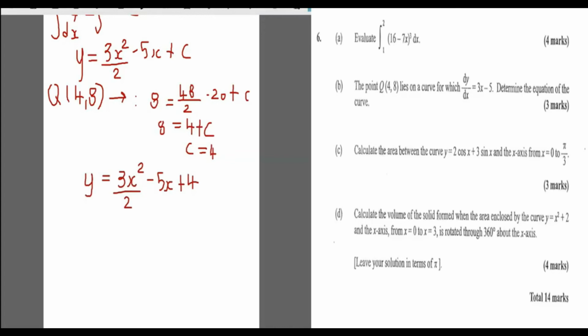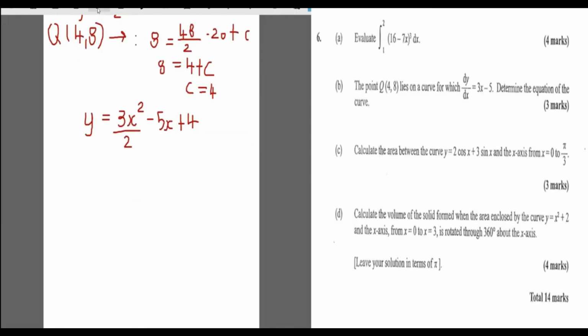And that's that. The next part now, it says calculate the area between the curve y equal to 2 cos x plus 3 sin x, and you want the area of the curve between the x-axis from x being 0 to pi by 3. So virtually they're telling you the area to integrate to find the area of the curve.